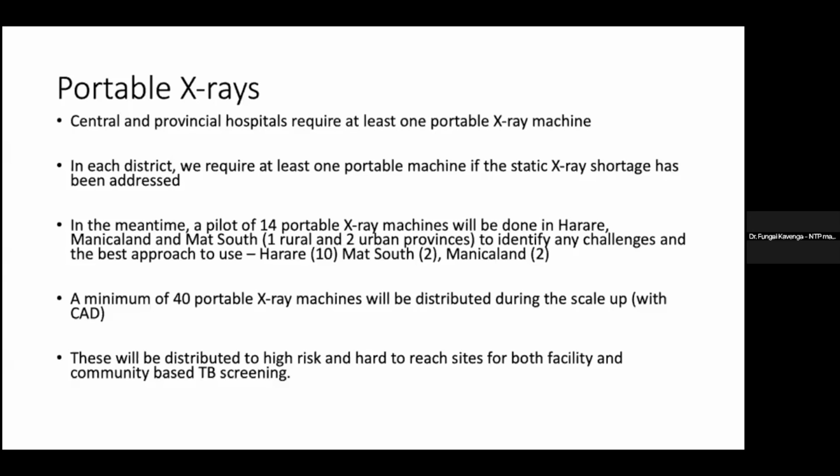So beyond the pilot, we will need a minimum of 40 portable X-ray machines, which will be distributed during the scale-up, and these will be distributed to high-risk and hard-to-reach sites for both facility and community-based screening. So these portable X-ray machines will be stationed at high-volume facilities, as well as go down deep into the communities for screening. Next slide.